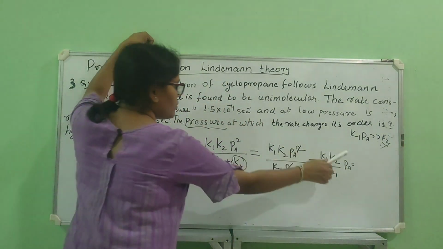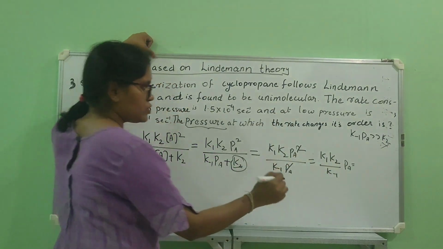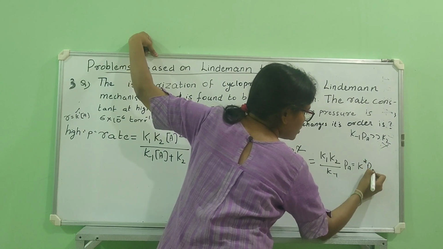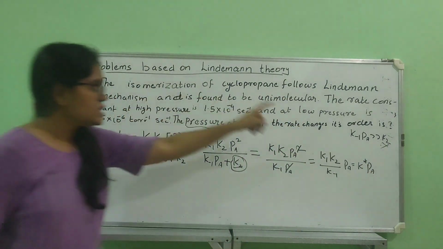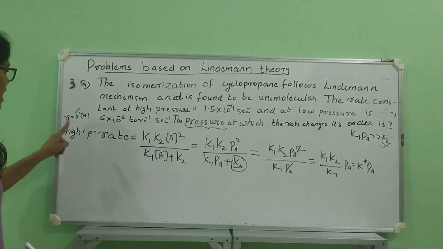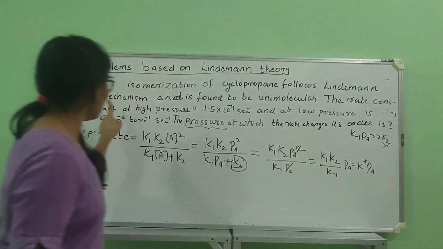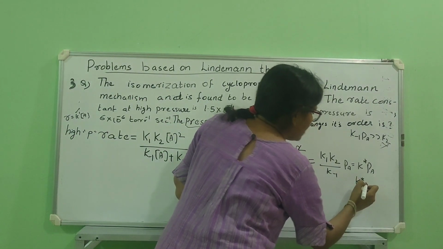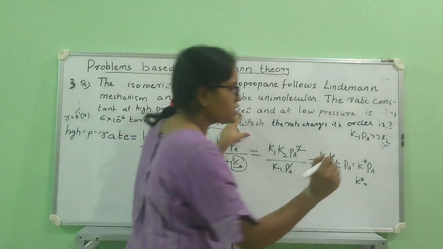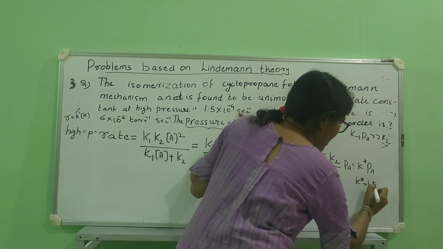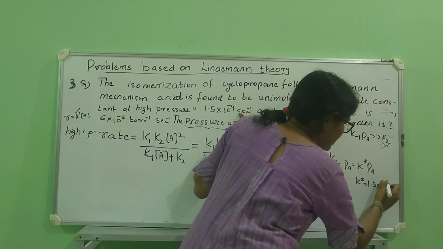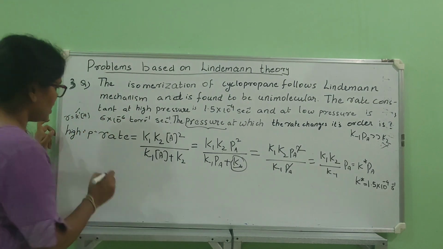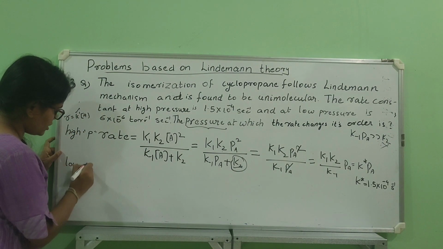So we know that K1, K2 and K minus 1 are constants. So I can write this entire term as K star. So the rate is K star into PA at high pressure. So we know that the rate constant at high pressure is this much. So the value of K star will be 1.5 into 10 power minus 4 second inverse. And at low pressure it is this much. Let us see what is the rate at low pressure.